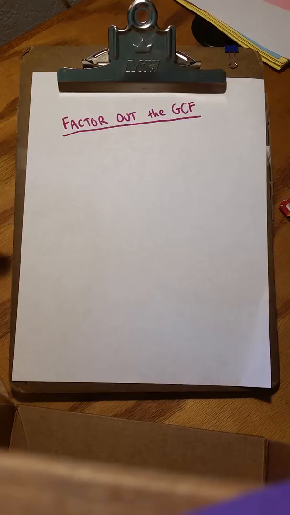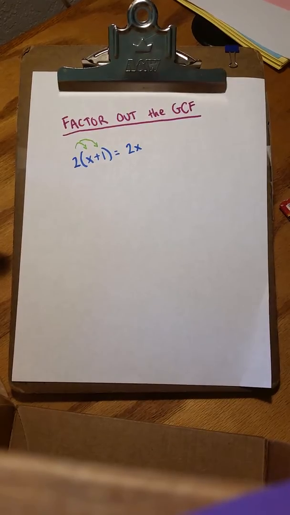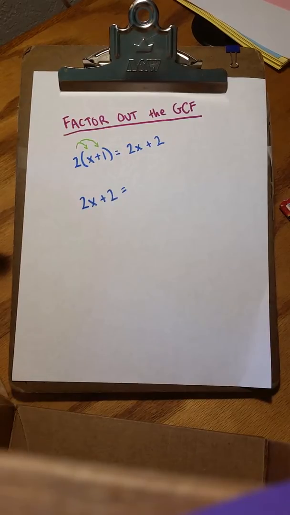Next, we'll practice a very important tool called factoring out the GCF. Think about what would happen if we distributed 2 into x plus 1. 2 times x is 2x, and 2 times 1 is 2. If I started with 2x plus 2, could I get it back to the other form?